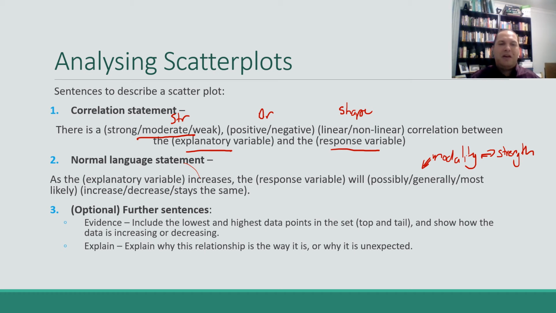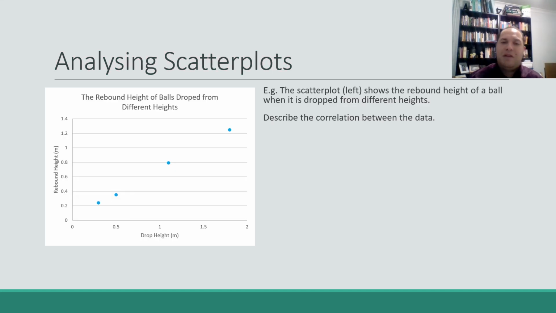And then finally, you can include some other sentences, either adding a sentence about the evidence, to include the highest and lowest data points, we call those top and tail, and show how the data is increasing or decreasing. Or you can explain why this relationship is the way it is, or why it's not quite what you expected. All right, so let's do an example.